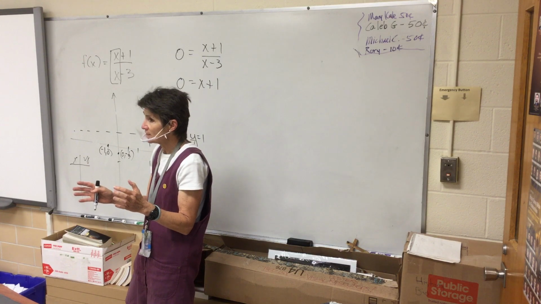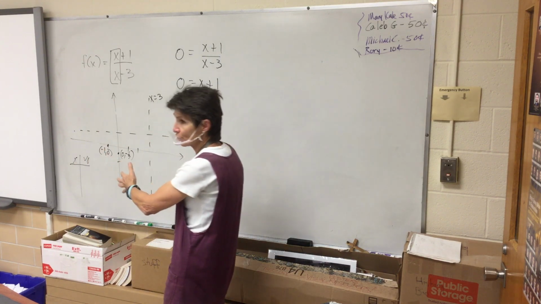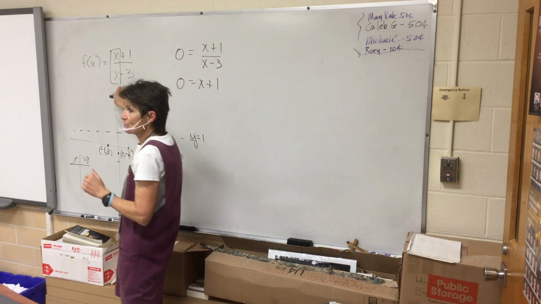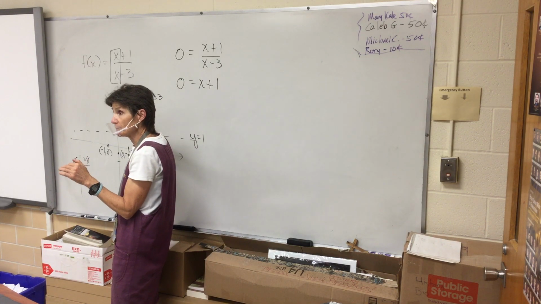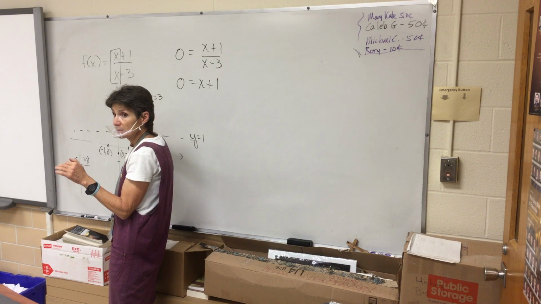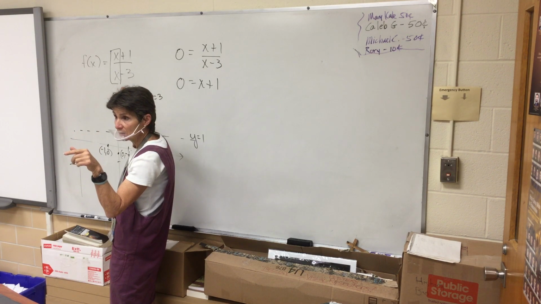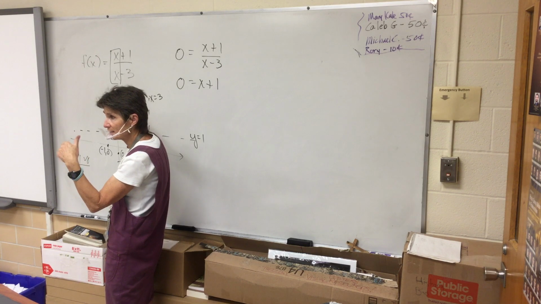After you've done a few of these though, you're going to be done right here. You're going to know exactly what this looks like. This is a variation of the reciprocal function. The reciprocal function is 1 over x, remember? And what shape is it?